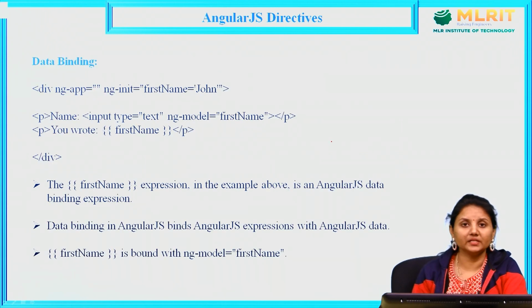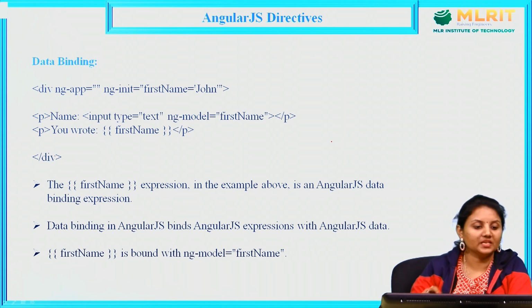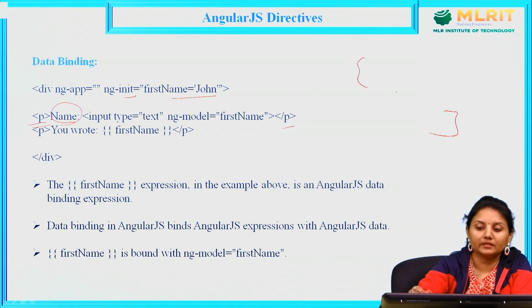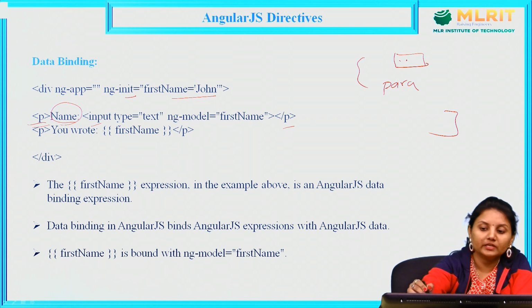So, data binding. How is data binding done in AngularJS using the directives? ng-app, ng-init, and first name we have given as John. We have a p tag; whatever you give will be displayed in the form of a paragraph. In this, you give an input type, which means you get a text box. What type of text are you entering here? That is of type text. Then ng-model first name.